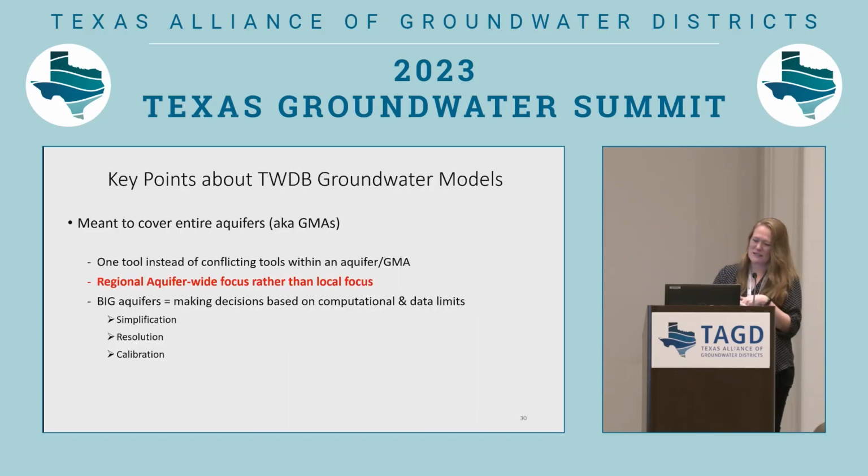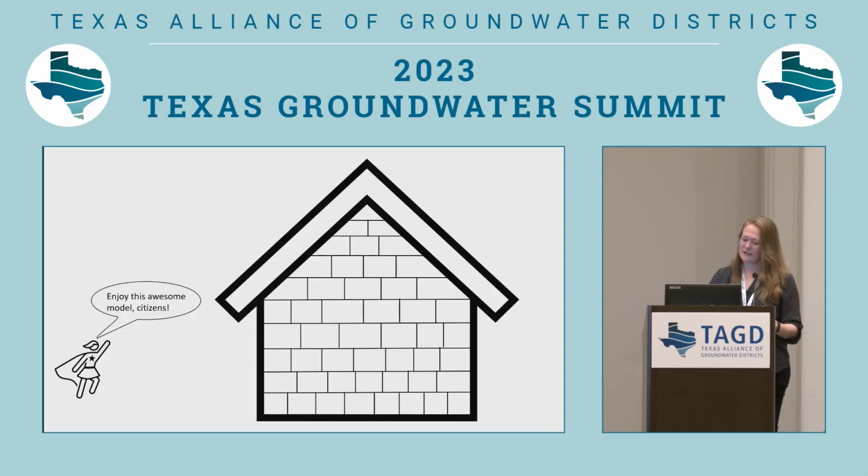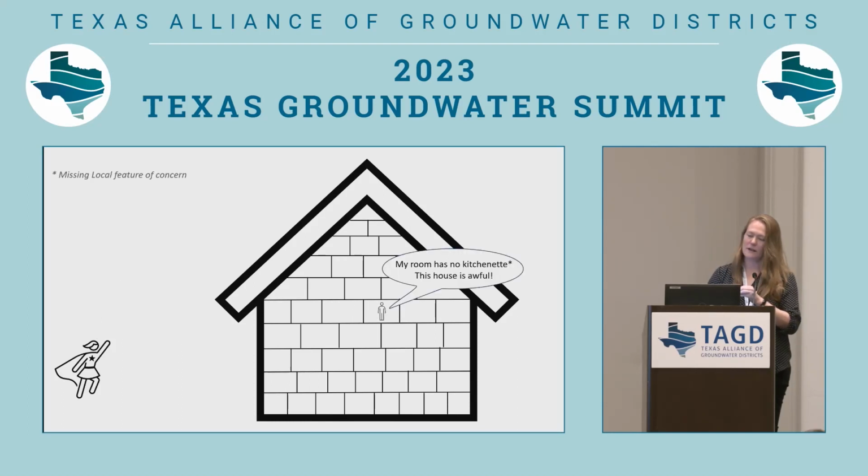So one of the main ones is the switch from local focus to this regional aquifer-wide focus. And for me as a modeler, that's a feature, not a bug, right? I am trying to look at it as a full regional system. But for people who are interested in more local things, there might be some aspects that are missing in that bigger model. So, somebody is complaining, oh, my room has no kitchenette, but I need to be able to cook for myself. Why are you trying to make me use a communal kitchen? And so obviously I don't mean kitchenette.